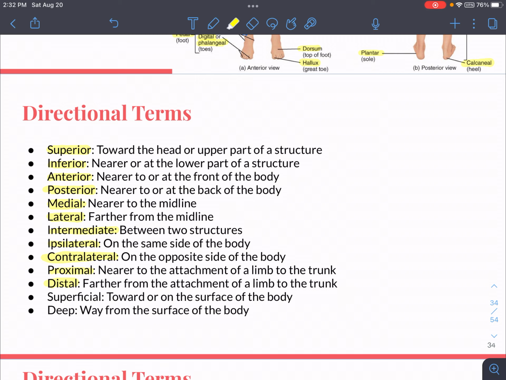Superficial is when we're talking about where it's closer to the surface of your body. Like my skin is superficial to my heart. My skin is closer to the outside of the body than my heart is. Or deep is further away from the surface of the body. Like my heart is deep to my sternum because my heart is behind the sternum. That sternum and your rib cage help to protect your heart.